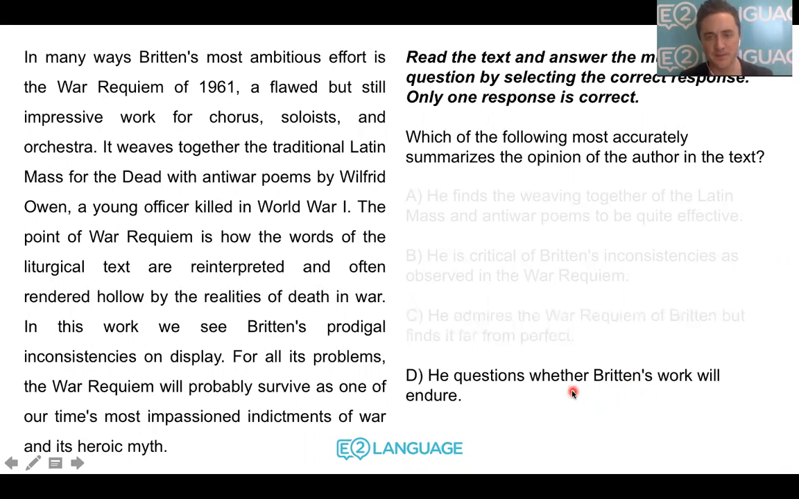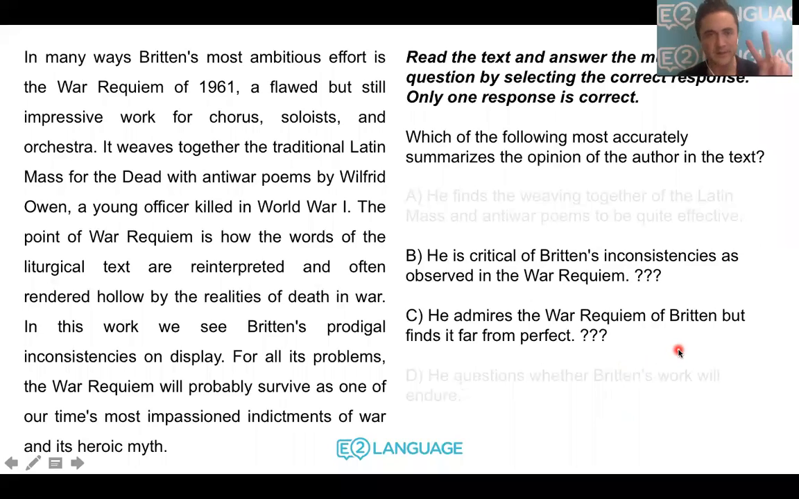Let's look at the fourth one. He questions whether Britain's work will endure. Okay, he questions whether it will endure. Okay, let's read this last sentence. It says, for all its problems, the War Requiem will probably survive. So he's not questioning whether it will endure. He's saying it will endure. Okay, so that one's impossible. So now we're left with two possible answer options, B and C.